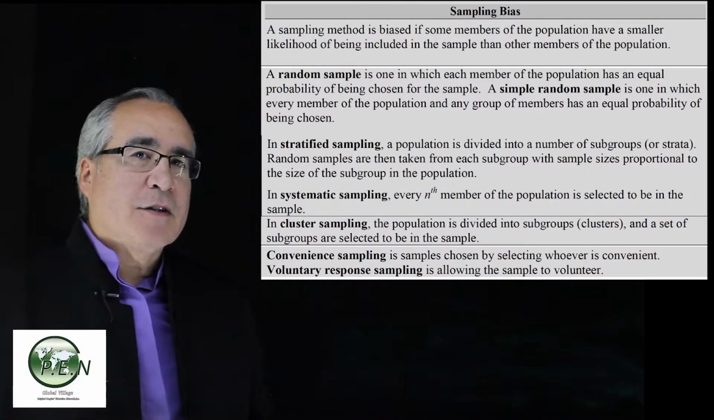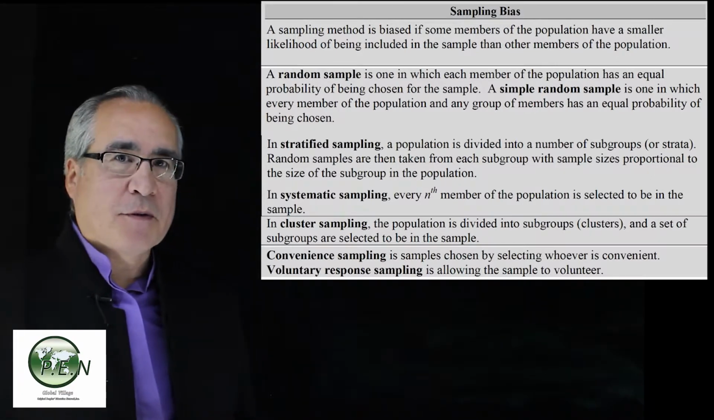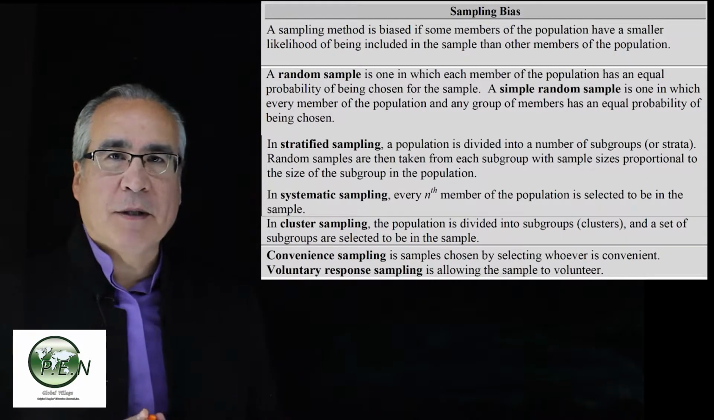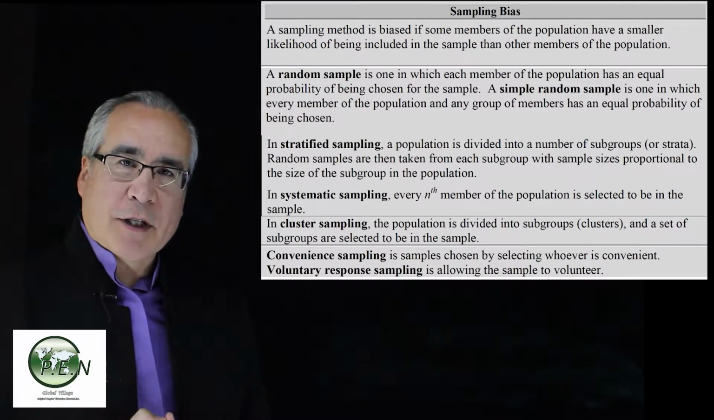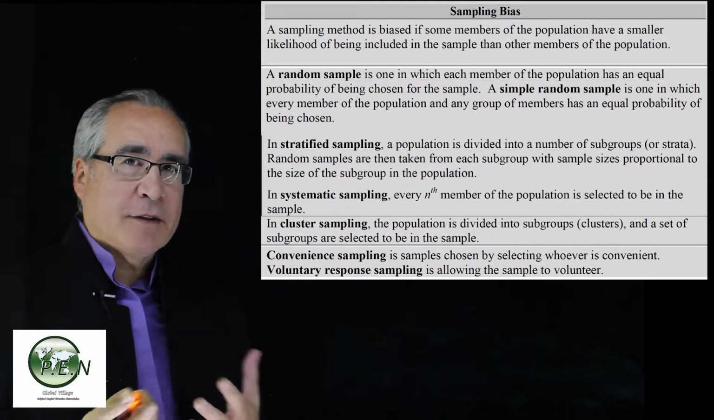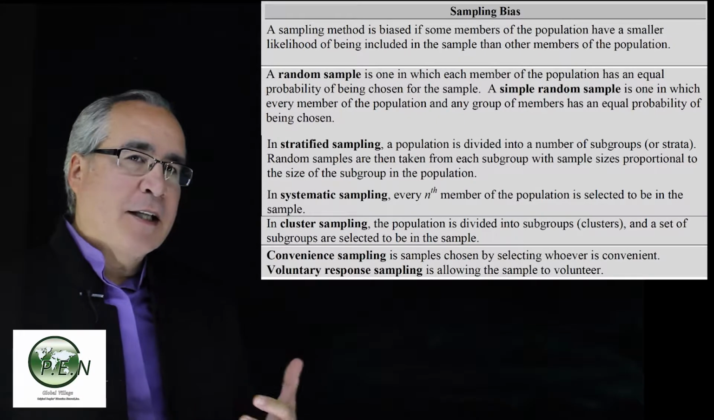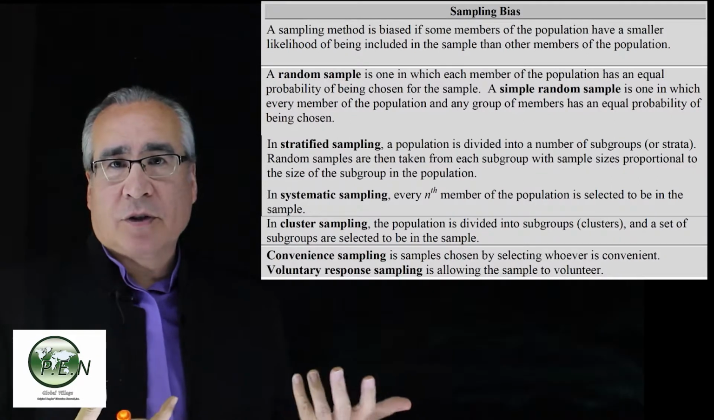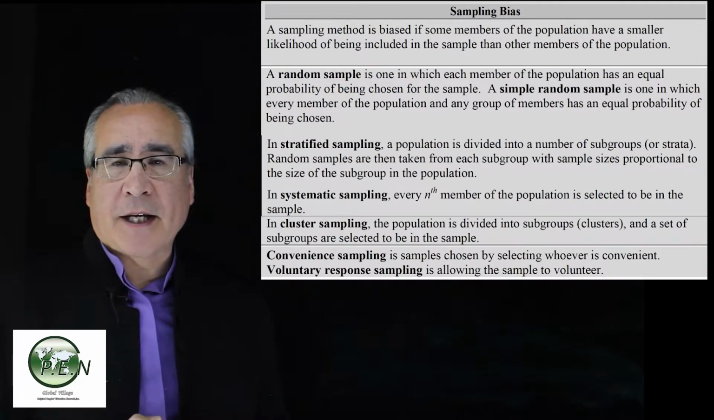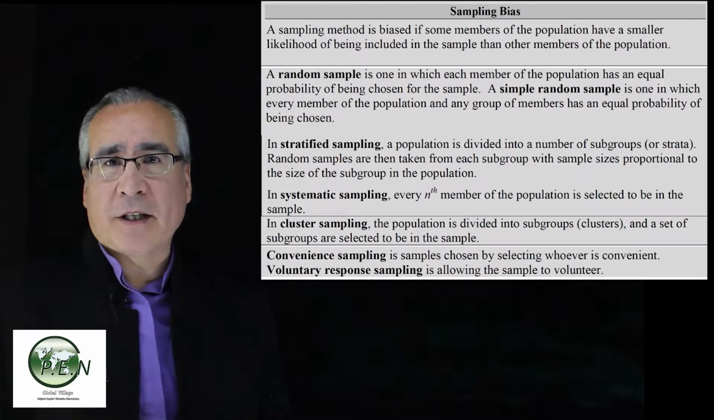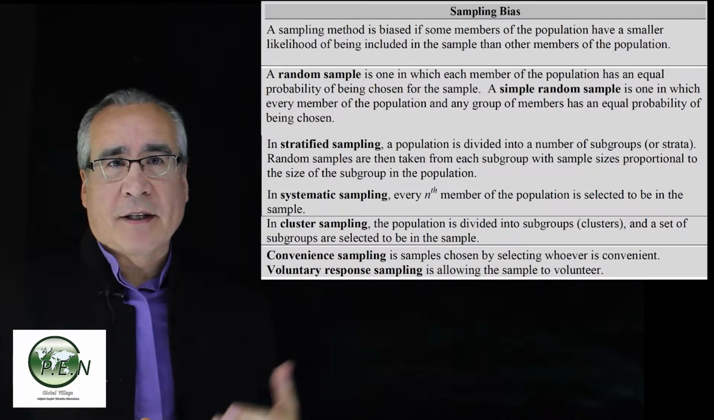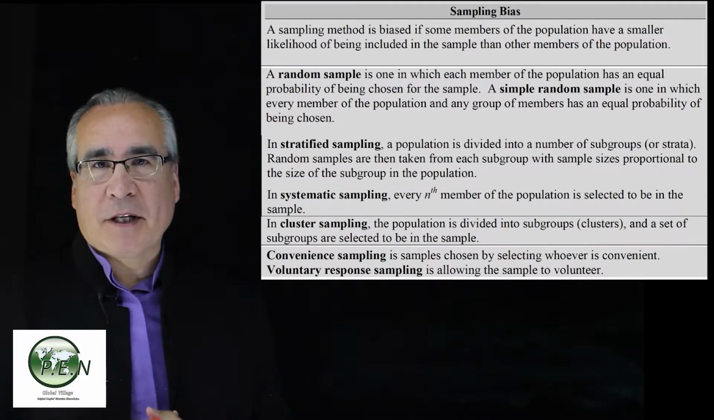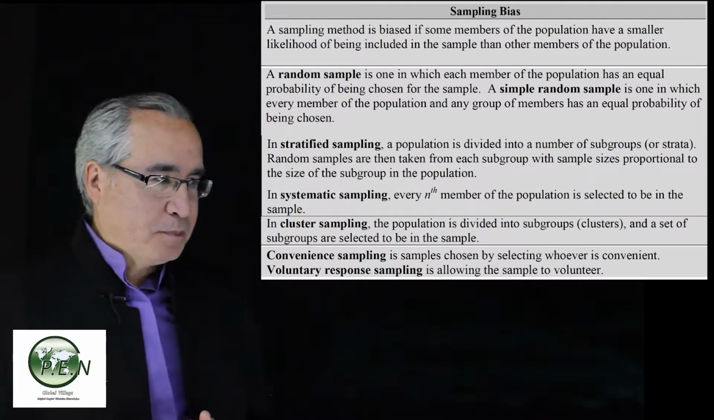Convenient sampling is doing what is easy. So maybe you are at a grocery store and you just want to start asking people at the grocery store. Sometimes you get a sample that is worthwhile, sometimes not. And finally, there is voluntary response sampling, which is allowing people to choose whether they want to be part of the sample or not. And this is what is used primarily through the internet. There's a question out there, and whoever answers it, they become a volunteer sample.